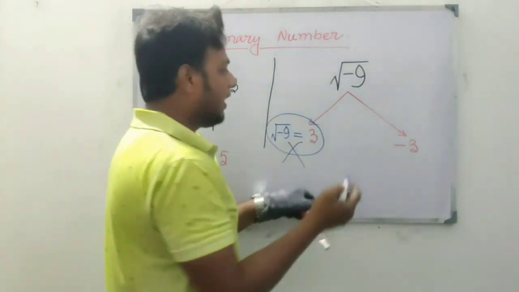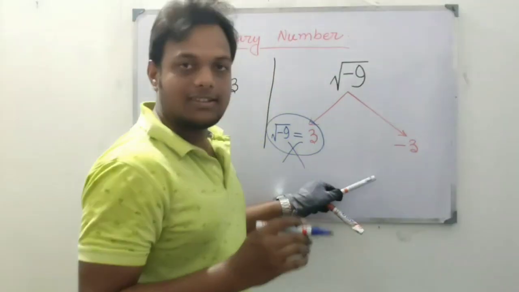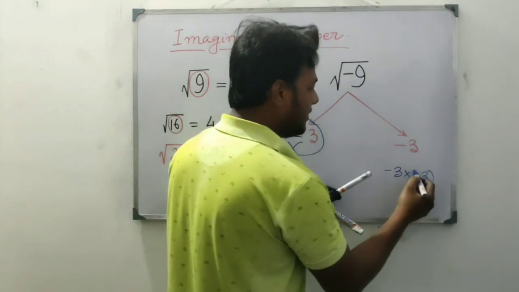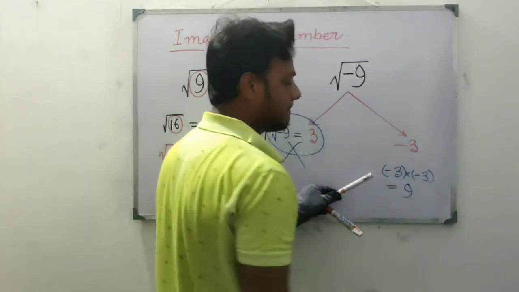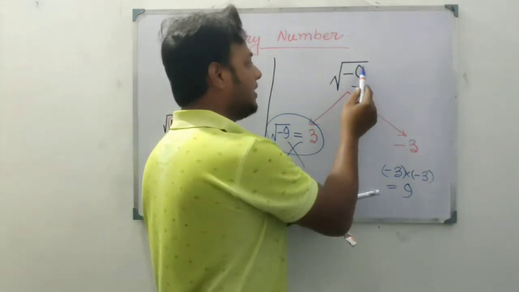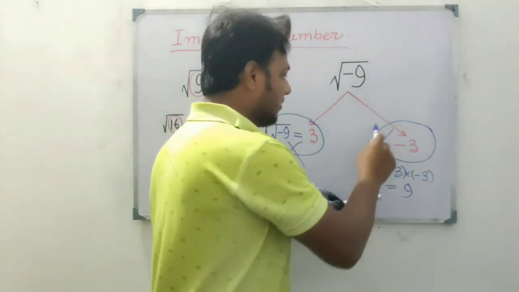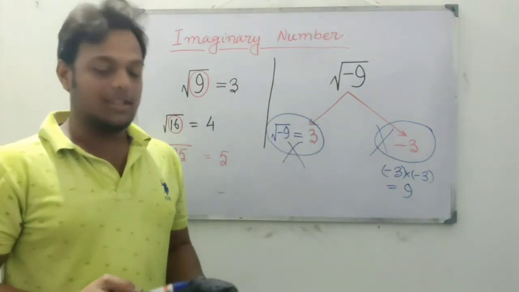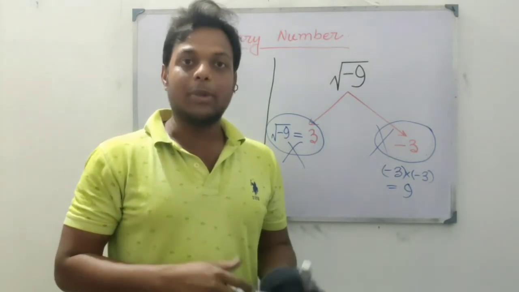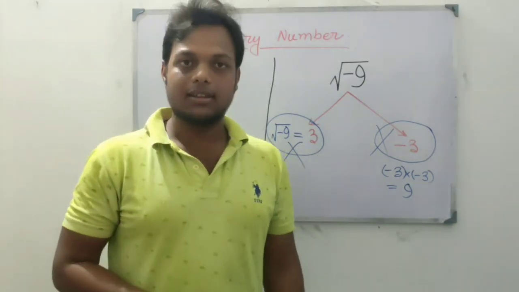Understood? But next, what about minus 3? If you multiply minus 3 with minus 3, what is the value? Again 9. So we will not get back the number inside the root, so can we accept this solution? No. Then what about root over minus 9? This is the main question. Is it possible to solve? Then mathematics fails there. Mathematics stops there in calculating the value of root over minus 9.